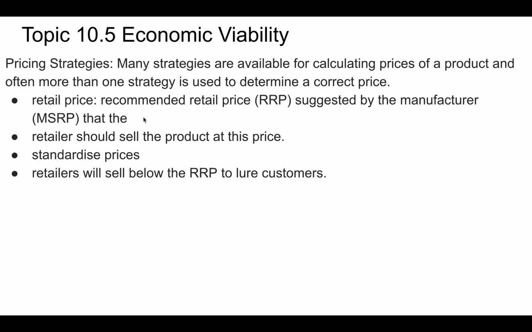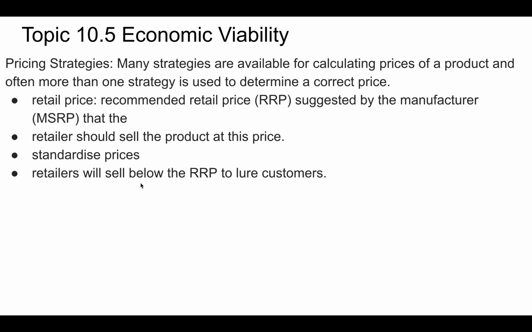Retail price. So we have a couple things here to pay attention to. There's something called recommended retail price, so that's RRP, and then there's the manufacturer suggested retail price, okay, which is the MSRP. And these are basically the manufacturer telling the retailer what they should sell the product for. Okay, and it's good because it kind of standardizes prices.